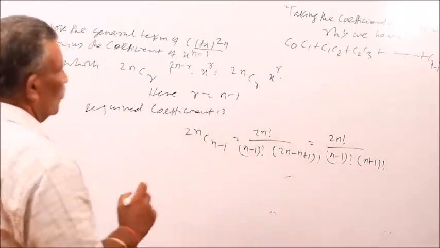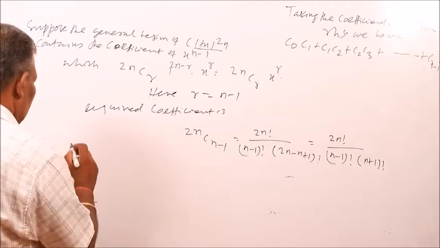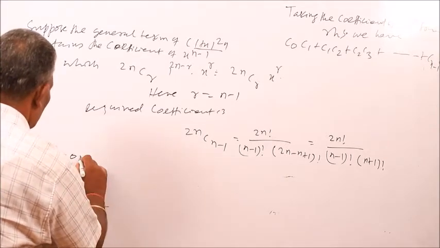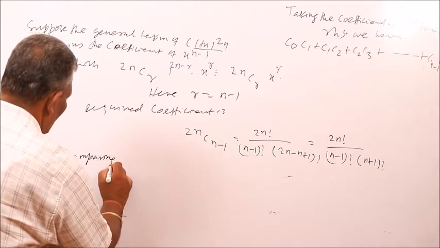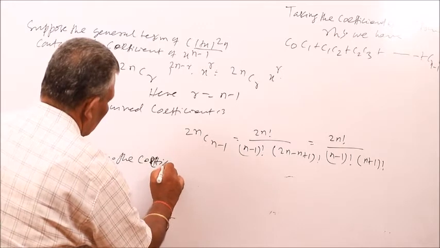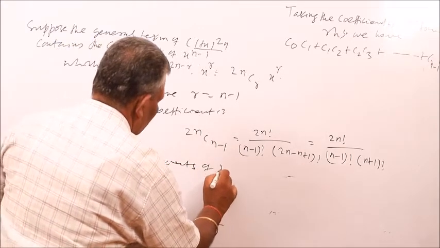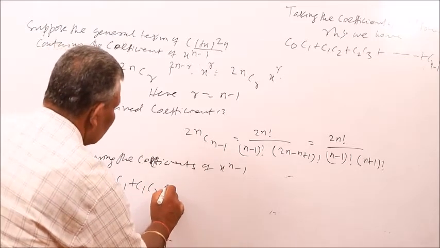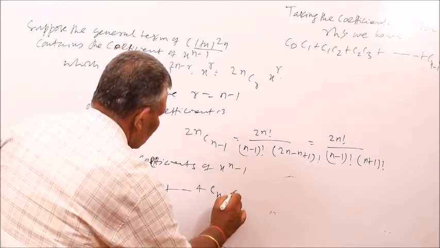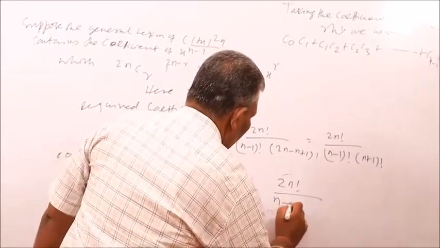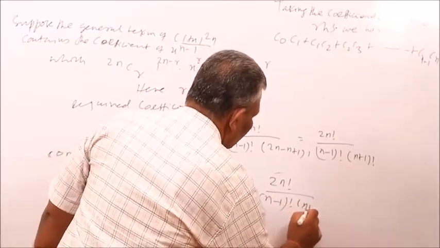So comparing the coefficients of x to the power n minus 1 from both sides, we have C0 C1 plus C1 C2 up to Cn minus 1 Cn equals 2n factorial divided by n minus 1 factorial into n plus 1 factorial.